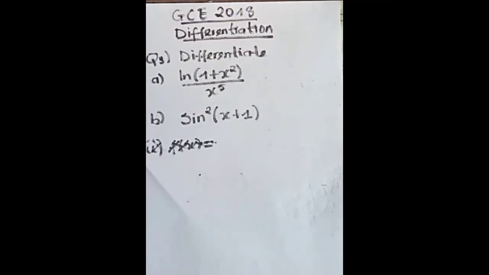Here we're going to take GCE 2018, which is the differentiation part of it, and it is question 3. So get the question in the link below. It says differentiate (a) ln(1 + x²) over x⁵, and (b) sin²(x + 1). So let's get started with that.